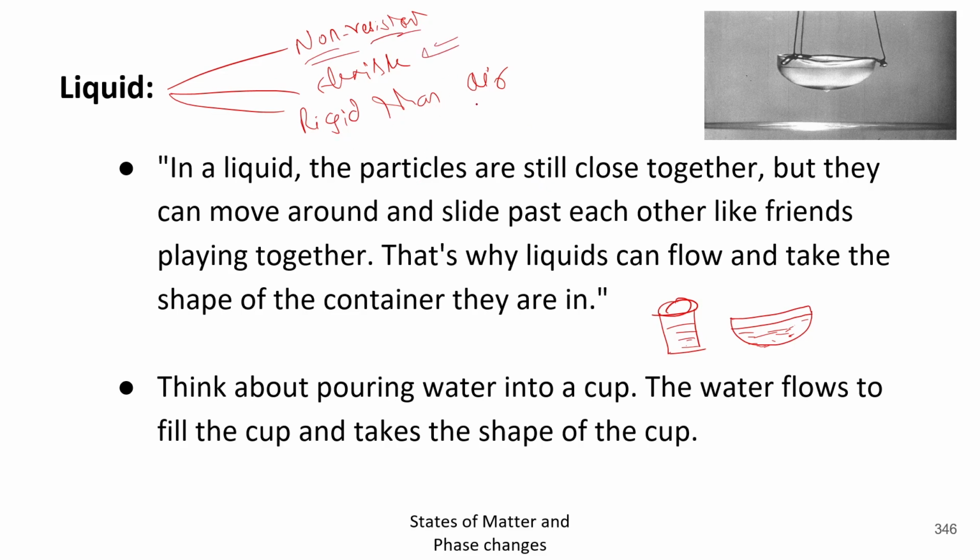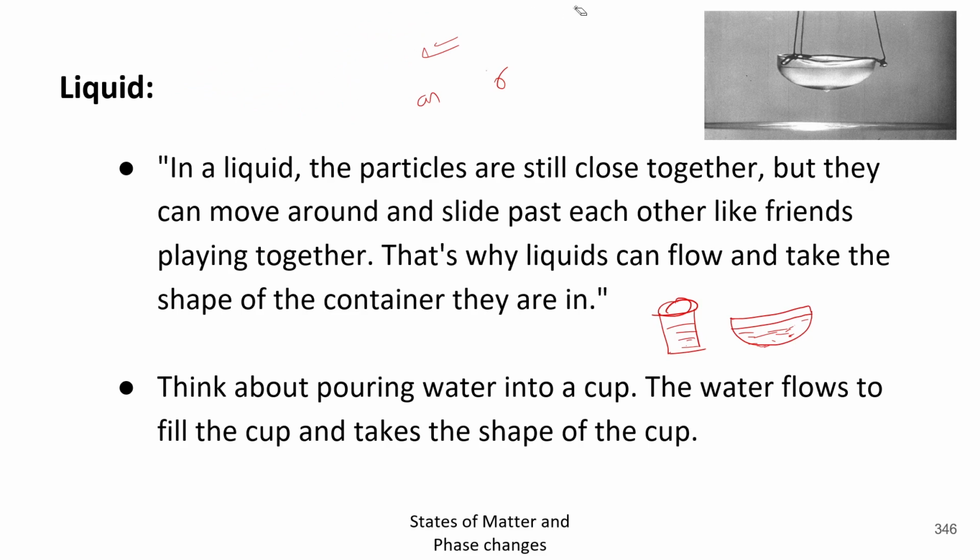But it is more rigid than air because you cannot see the air around you. Can you? No. But you can see water and you can see liquid around you because it is more rigid than air. Okay. So what about the atomic arrangement of the liquid?